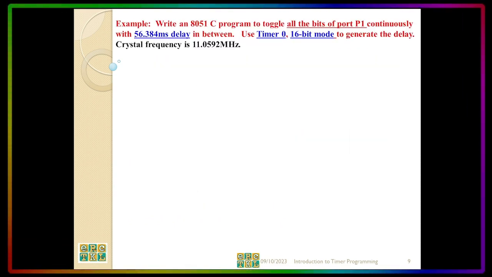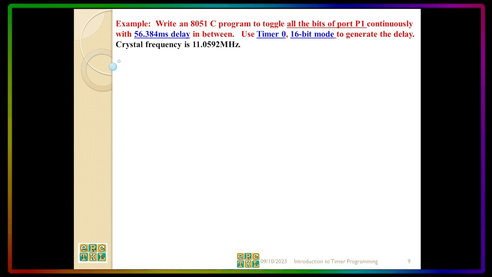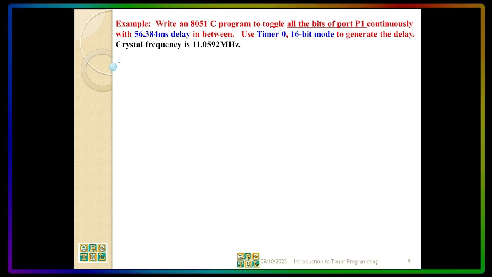Now let's see an example here where we will write an 8051 C program to toggle all the bits of port P1 continuously with a 56.384 milliseconds delay in between.